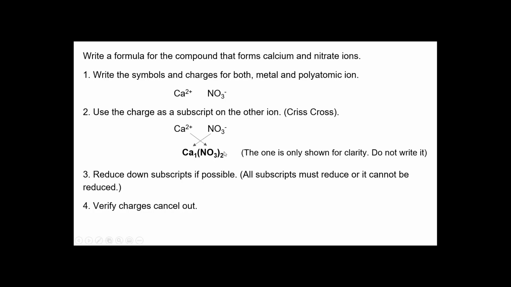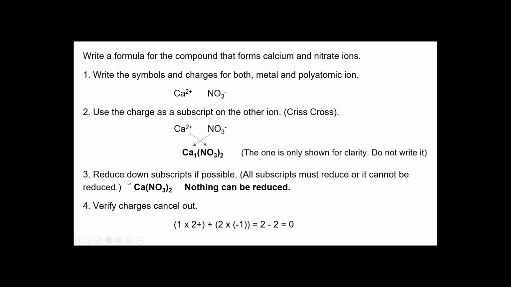But now, with the 2, we can't put a 2 on the oxygen. We have to do this as a whole group. So this is where the parentheses start coming in to show that this is an intact group and it has to stay intact. So now we check, can we reduce it down? We cannot. We can only have whole numbers. So nothing can be reduced. And now let's verify the charges.